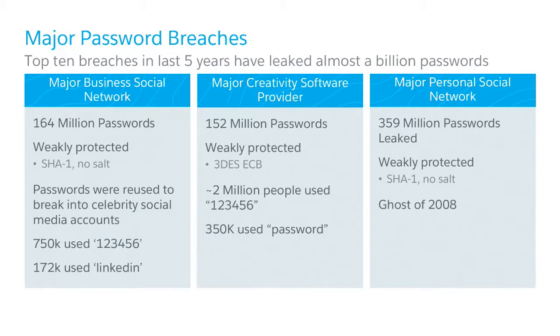So just to go through some of them, I'm not going to say the names, but you can probably guess. A major business social network lost 164 million passwords. This is one of the major factors. They were all weakly protected. They were used for almost all the ones we just said. To show you how bad user passwords can be, 750,000 people had 1, 2, 3, 4, 5, 6. Another 172,000 had LinkedIn. You can probably guess what the social network is at this point. A major creativity software provider got its online cloud database hacked.